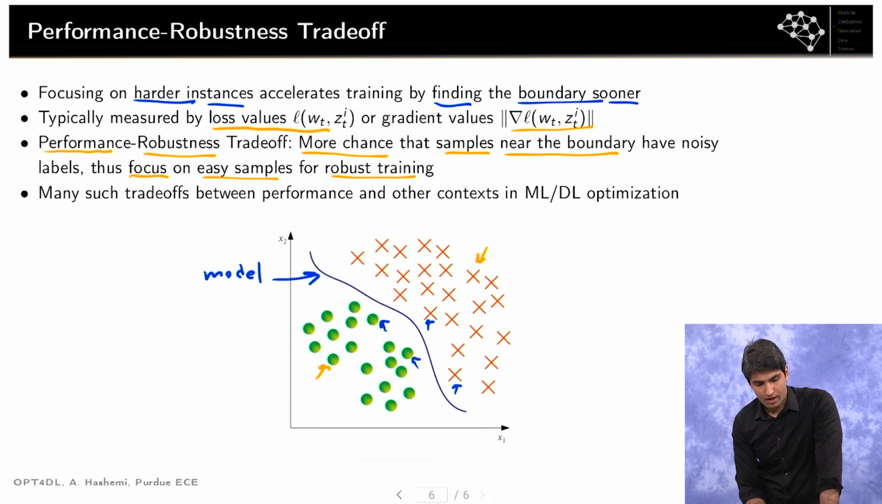And indeed, there are many trade-offs like this between performance and other contexts. For instance, a trade-off between performance and fairness, or performance and privacy, and things of that nature, which we're going to talk about later in this course. So hopefully this gives you an idea of how SGD performs for basic problems. In the future lectures, we're going to talk about some variations of SGD that basically aim to make SGD a little bit stronger. I'll see you next time.